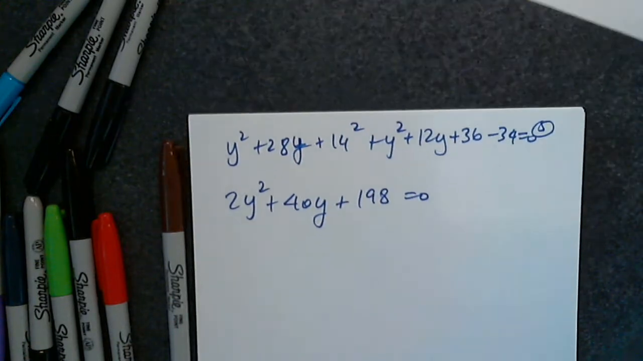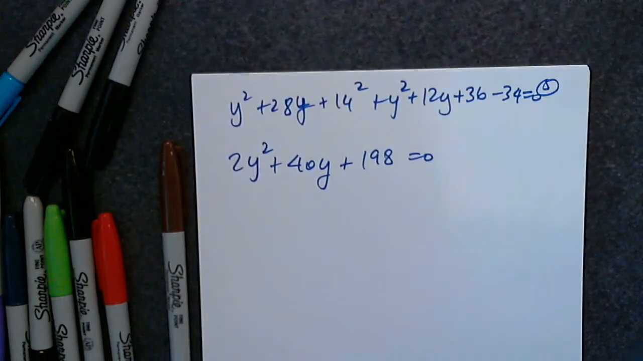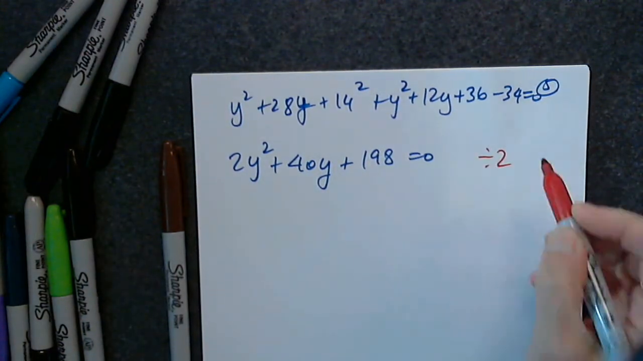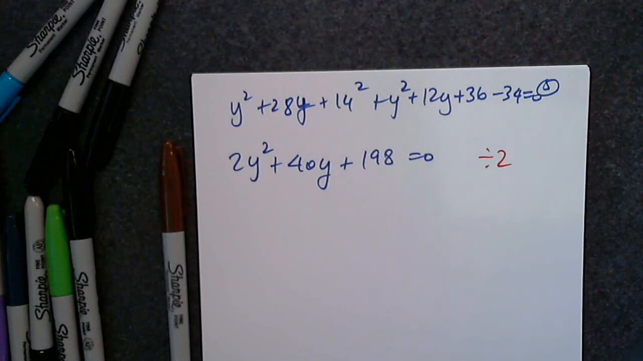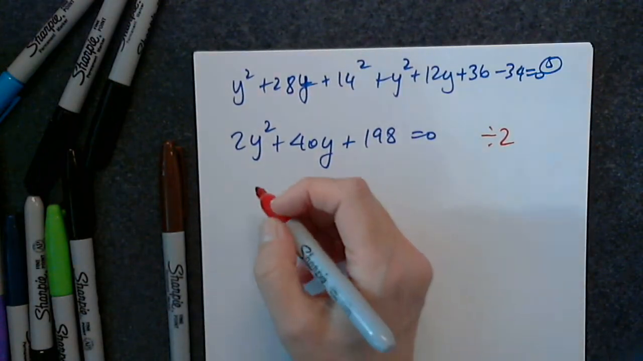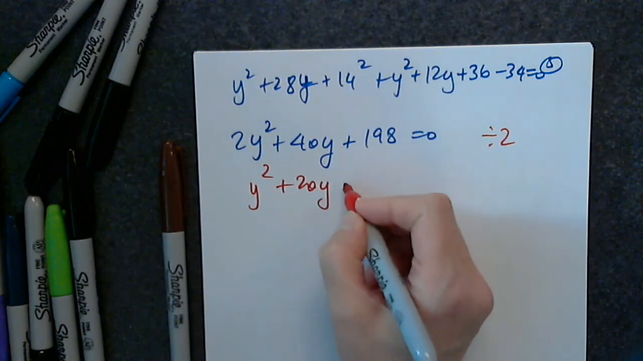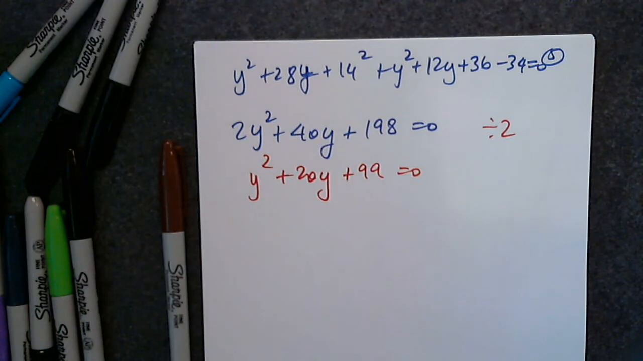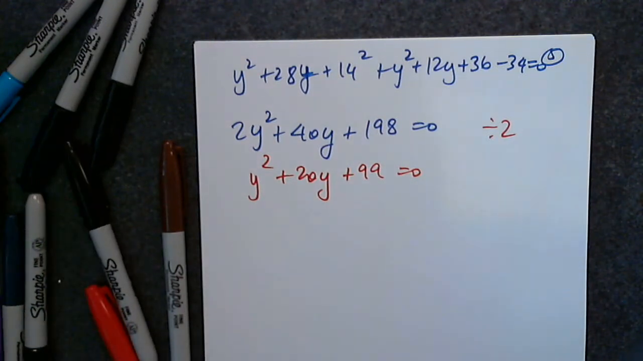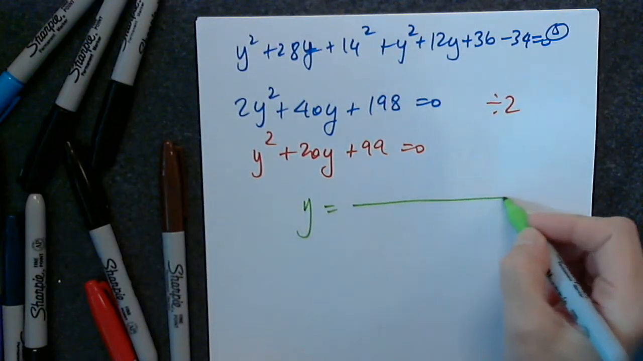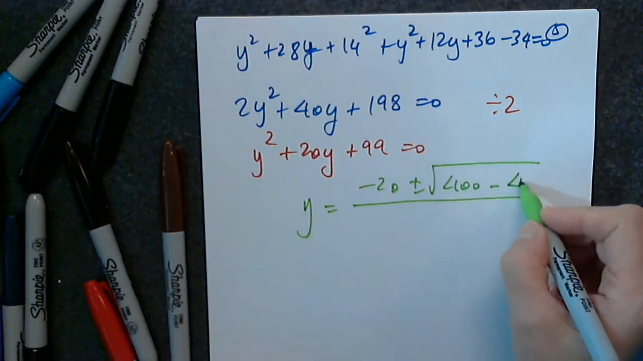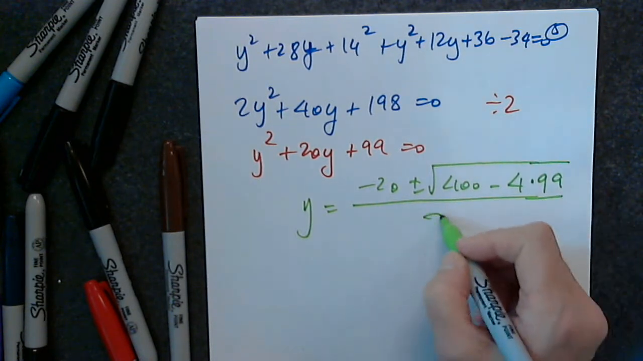What do you think we should do first for sure? Yes, but since it's an equation, I can already divide it. I cannot divide by y or x or a variable, but I can divide by 2 and get rid of it. So y squared plus 20y plus 99 equals 0. Now, you don't have to factor it if it's too long. If it takes more than 30 seconds, forget it, right? So y equals negative b plus or minus the square root of b squared minus 4ac, divided by 2a.